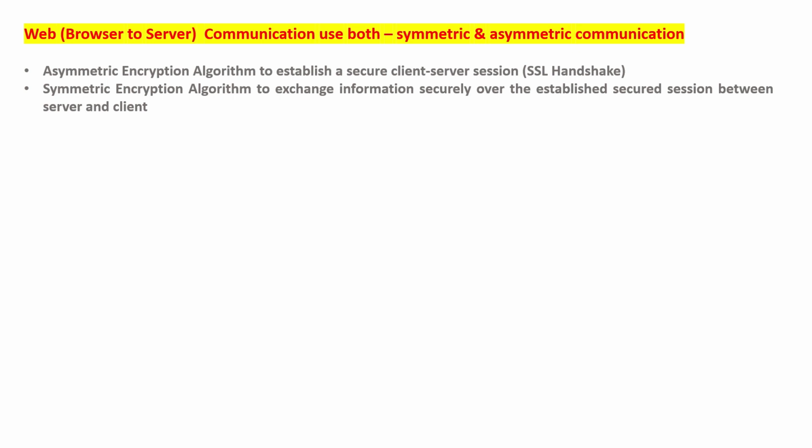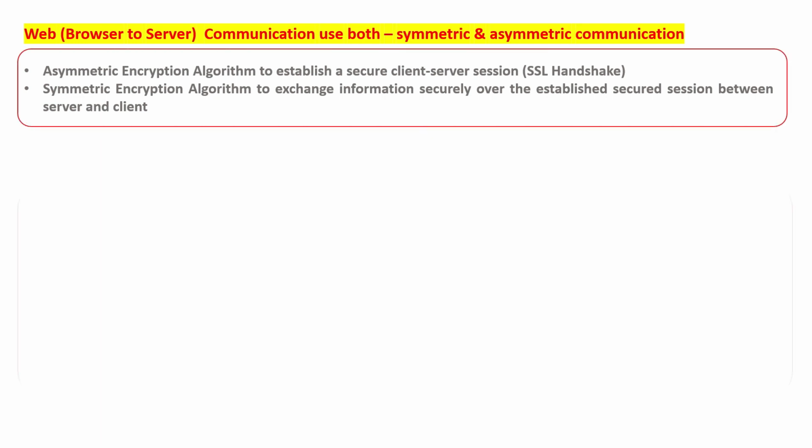So an asymmetric encryption algorithm is used to establish a secure client session and server session. That means whenever the first request goes from your browser to the server, the initial handshake happens with the help of asymmetric algorithms, and once the handshake is completed between your server and the client, the rest of the transfer or exchange of data or information between your client and server happens with the help of symmetric encryption. So these are the two use cases when we talk about communication between browser and server, and I am going to explain this in detail in the next slide.